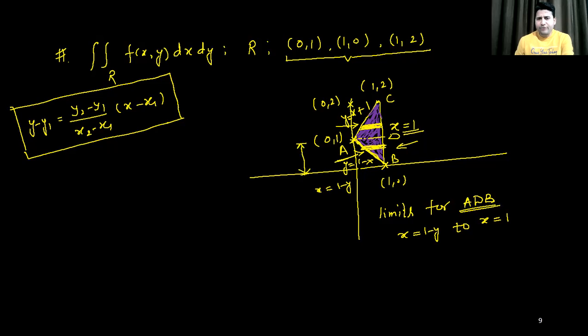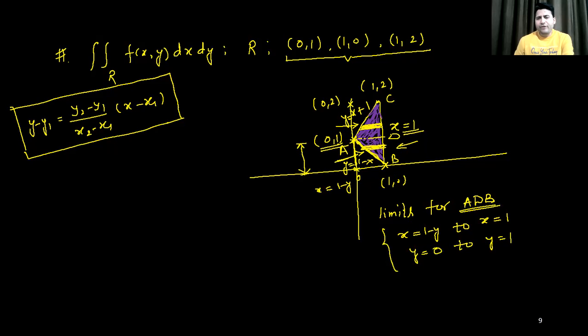Means we can say from the point O to the point A. This is the variation of the y-axis. It started from the center, that is, the value of y over here is 0, and terminated at the point A. The value of y at the point A is 1. So the limit of y will be y equals 0 to y equals 1.